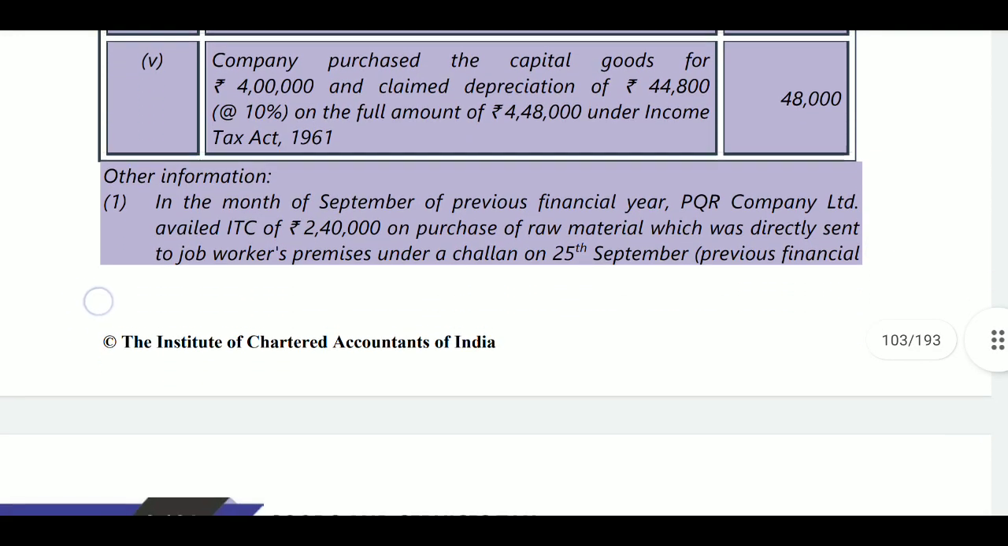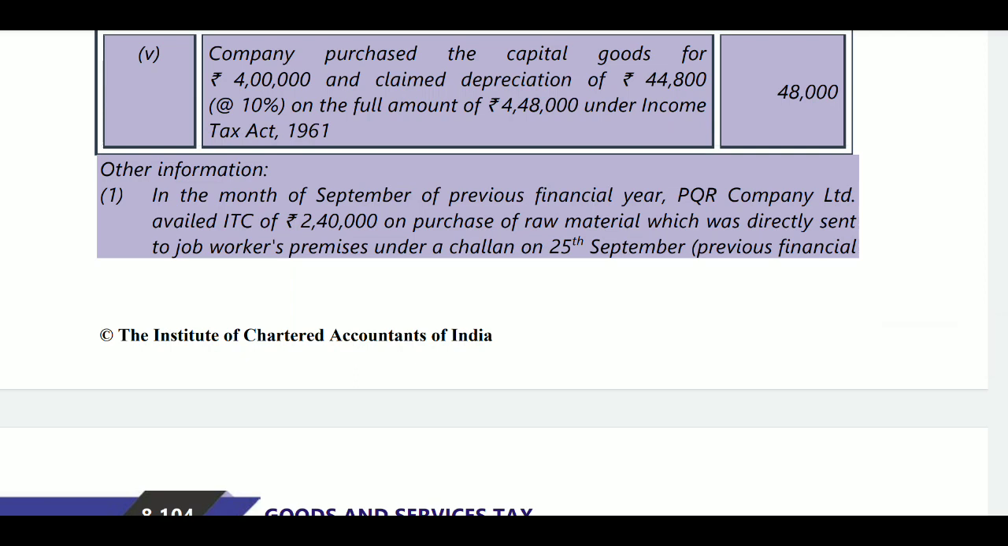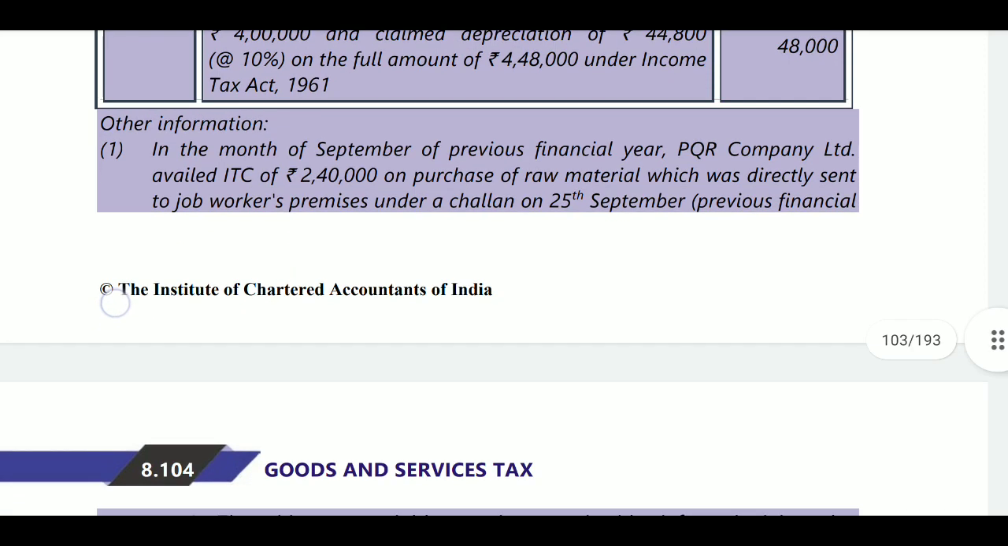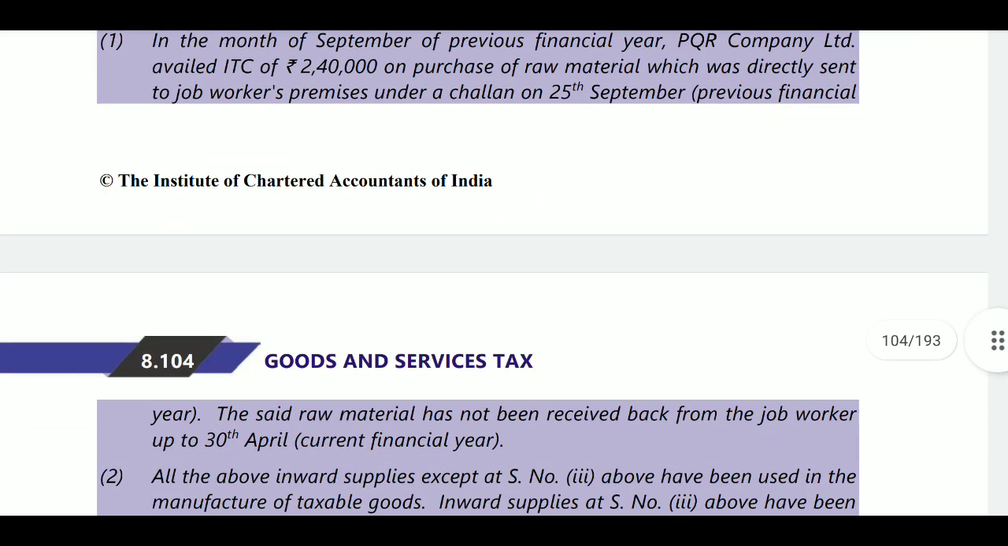Next, other information. In the month of September of the previous financial year. Now we are in April, and they are providing the details of the previous month. That is, they availed ITC of 2,40,000 on purchase of raw materials which were directly sent to the job worker's premises under a challan. So we sent them on 25th September of the previous financial year.